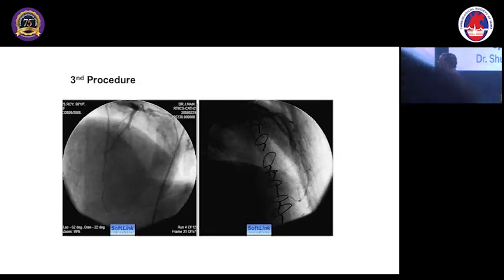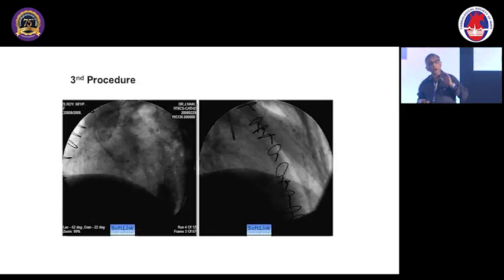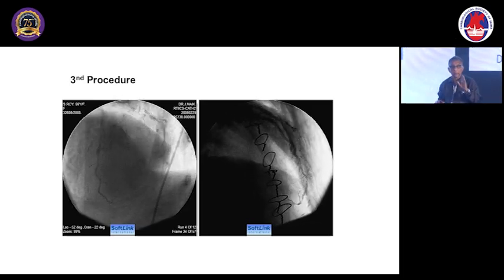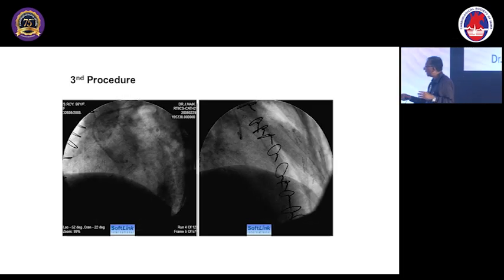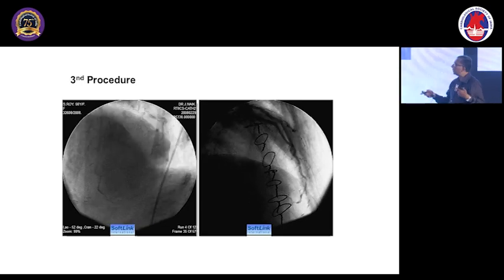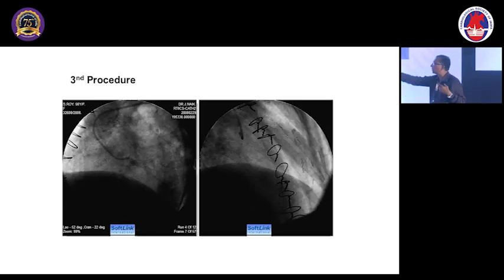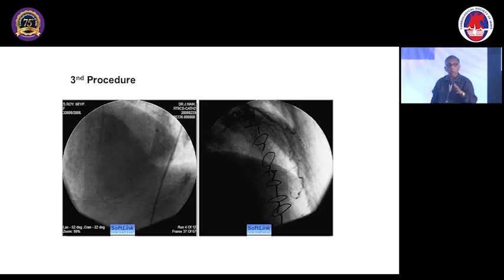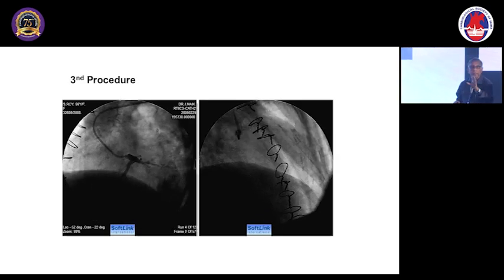Do you think it's a coronary capillary fistula? Coronary capillary fistula, when it is present, there will be more visualization of some part of the ventricle, and you may see the dye moving inside another chamber. So it is not a true coronary capillary fistula.